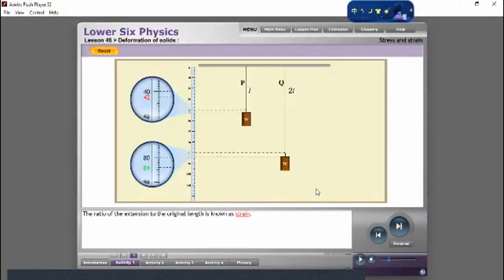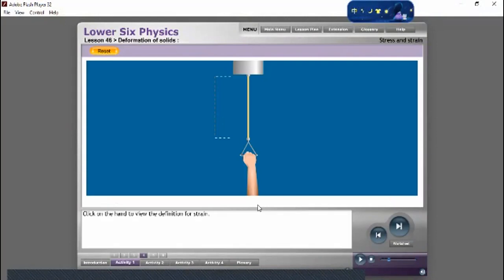The ratio of the extension to the original length is known as strain. So this means that the ratio of the extension over the original length, we call that the strain. Strain is equal to extension over the original length. Click on the hand to view the definition for strain.